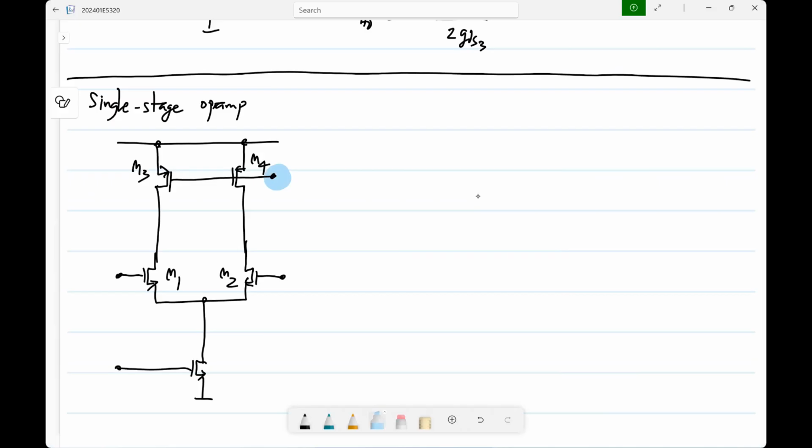How do we bias that? First, let's assume that it is biased correctly. It is biased so that all transistors are in the saturation region. What is the differential gain of this? What will be the differential half circuit?